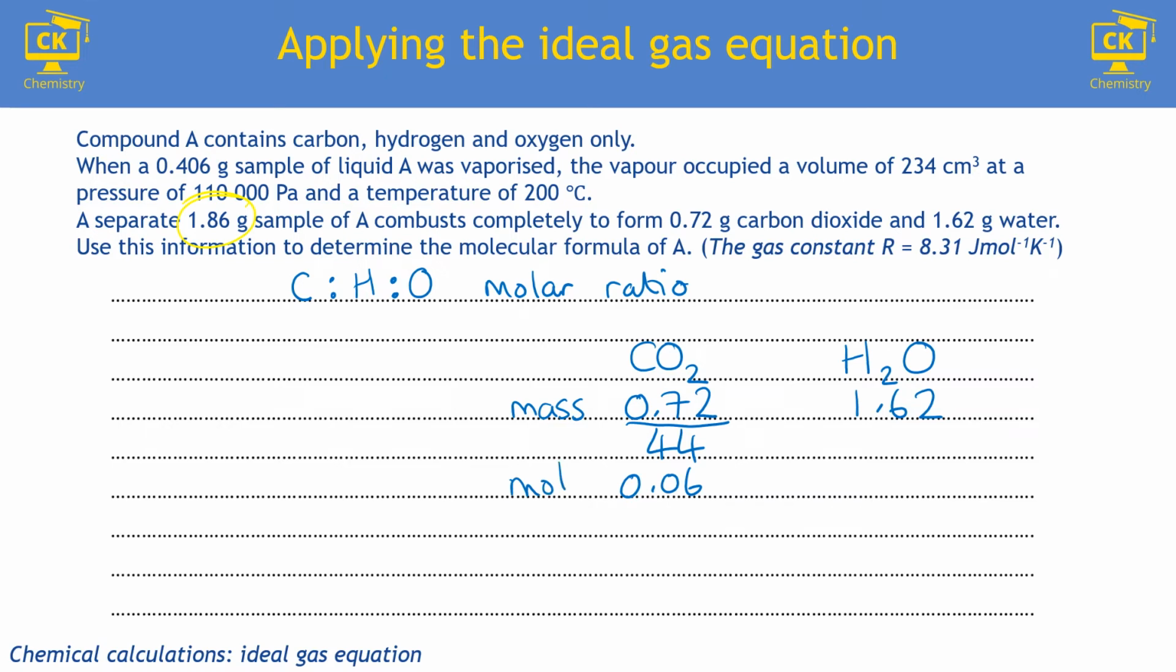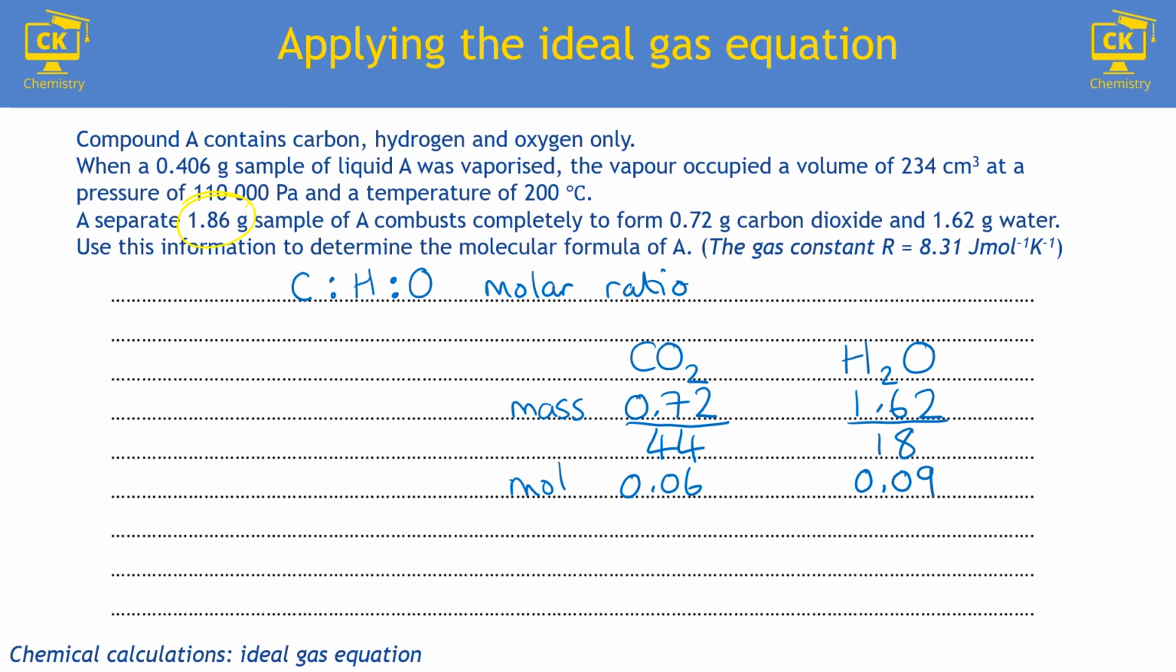And then if we divide the 1.62 by 18, which is the Mr of water, that gives us 0.09 moles. Okay, this is why at the first step we need to be a little bit careful, because we could just be going, right, okay, the ratio of carbon to hydrogen is sort of 6 to 9 or 2 to 3. However, these are the moles of carbon dioxide and water, and we want the moles of carbon compared to hydrogen, not carbon dioxide compared to water.